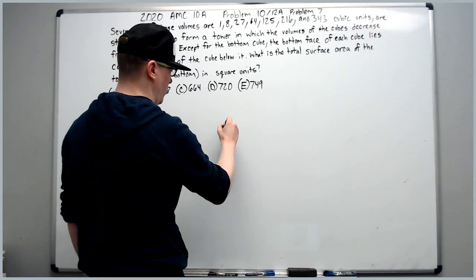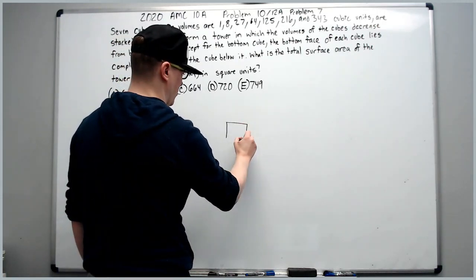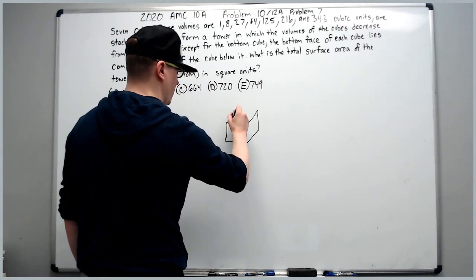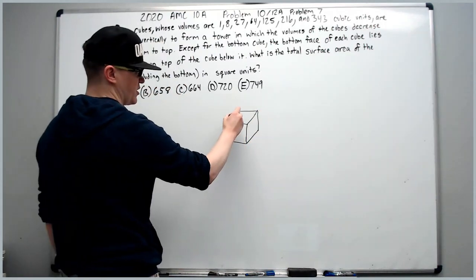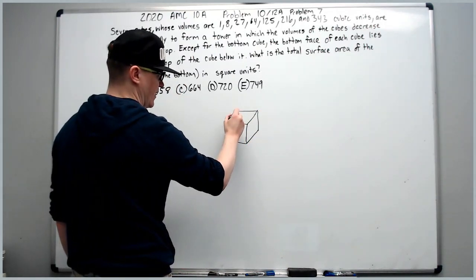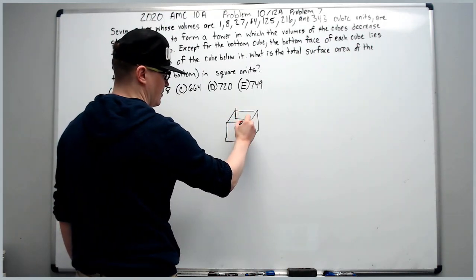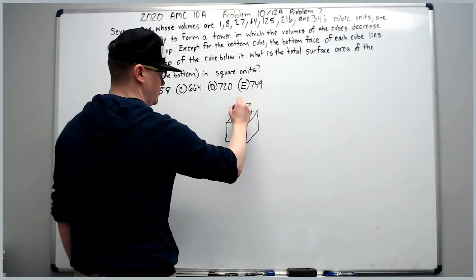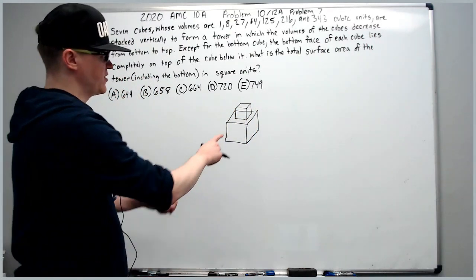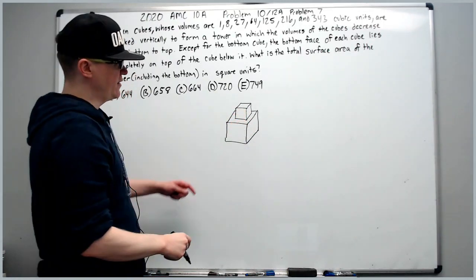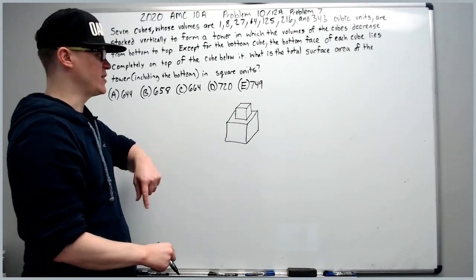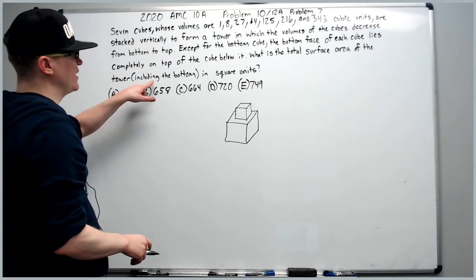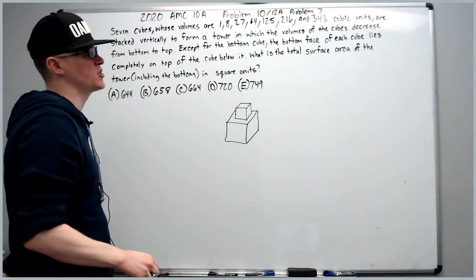Let's try to get an idea of what this looks like. Just draw a quick sketch of a cube. Okay, and then on this cube is going to be another cube, right? And so it's going to sit like this. Something like that, right? And so you can see that the top cube lies completely on top of the bottom cube. Okay, what is the total surface area of the tower, including the bottom, in square units?